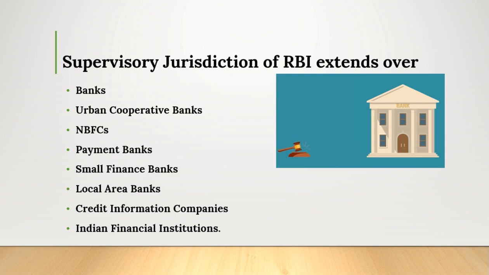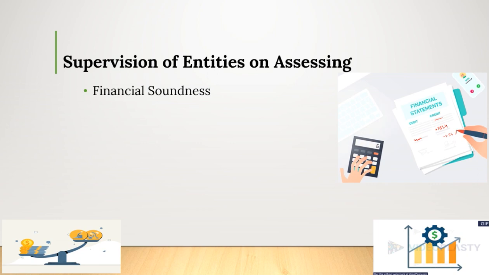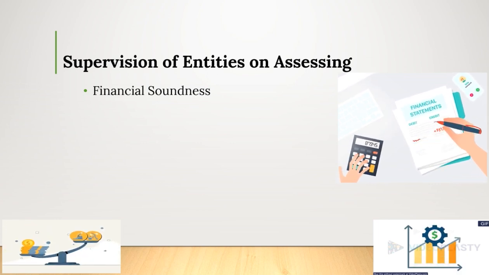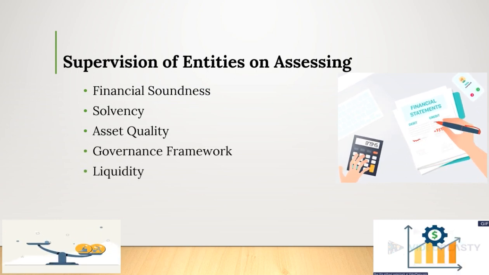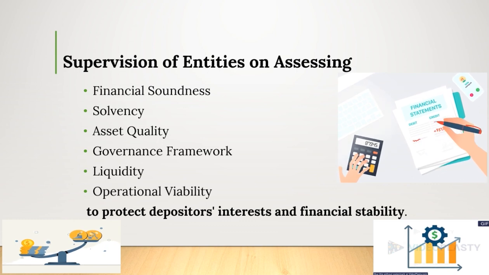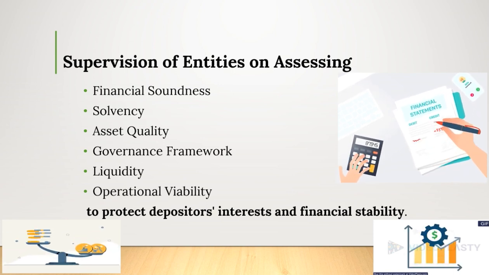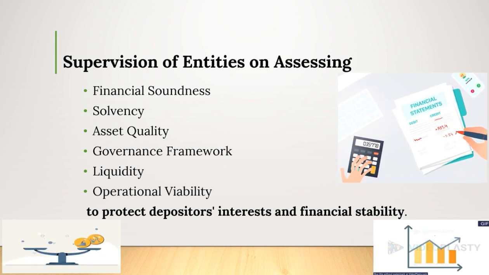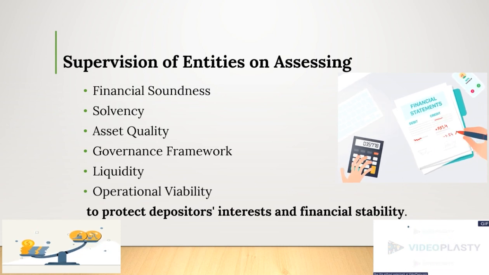Now, what are the different assessment parameters they are using? For supervising all these financial institutions, what assessment tools are they using? We can say the financial soundness of the company, bank or insurance company; solvency; asset quality; governance framework; liquidity; operational viability. All these things have to be assessed for the different financial institutions to protect depositors' interest and financial stability. No doubt, the end concept is to protect depositors' interest and financial stability. So this is the thing.